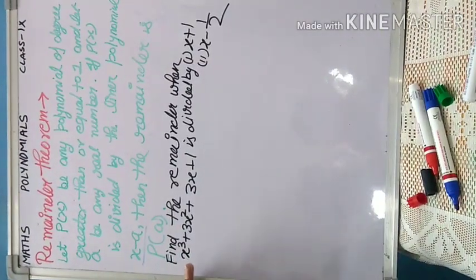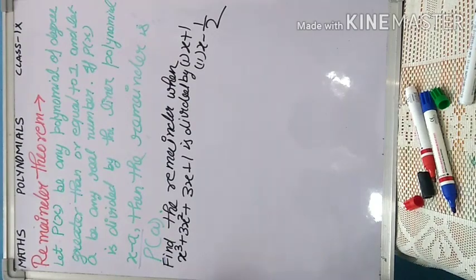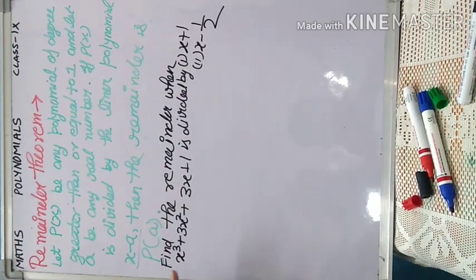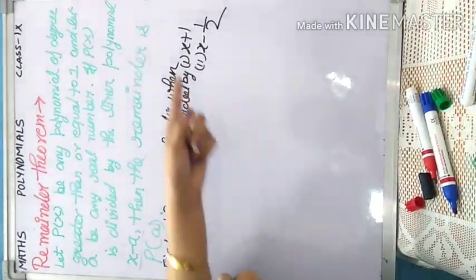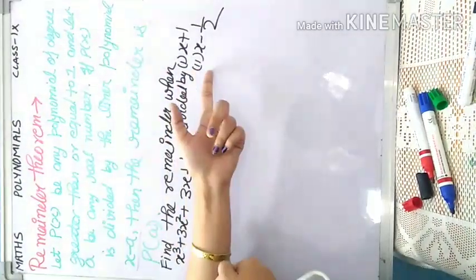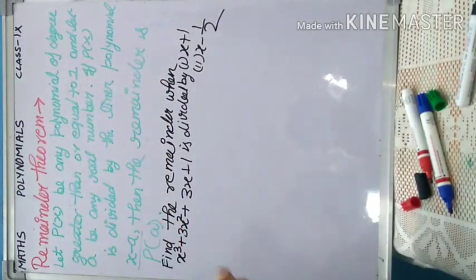Now let's see this question. Find the remainder when x cube + 3x square + 3x + 1 is divided by x + 1, and in the second part when it is divided by x - 1/2.